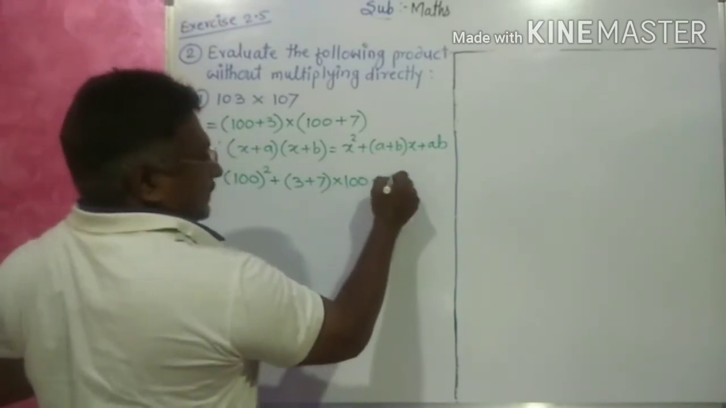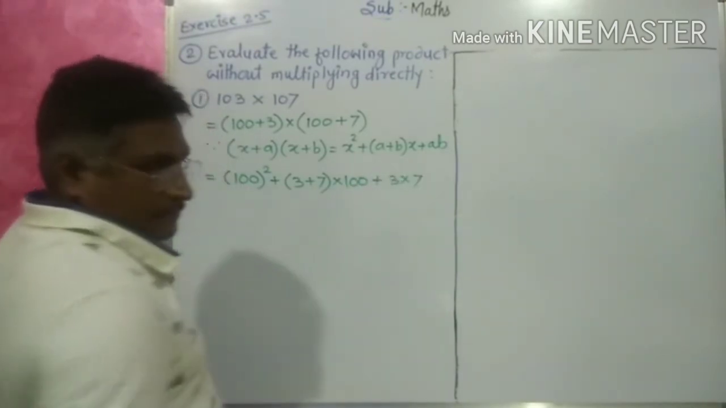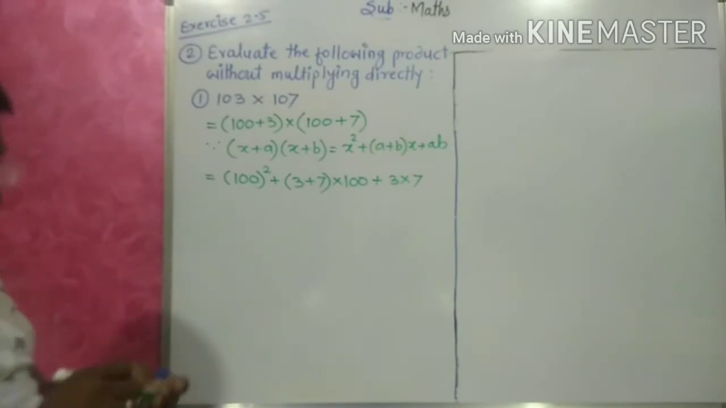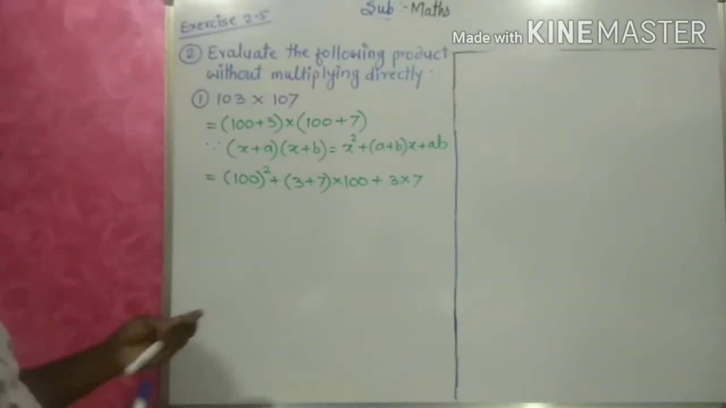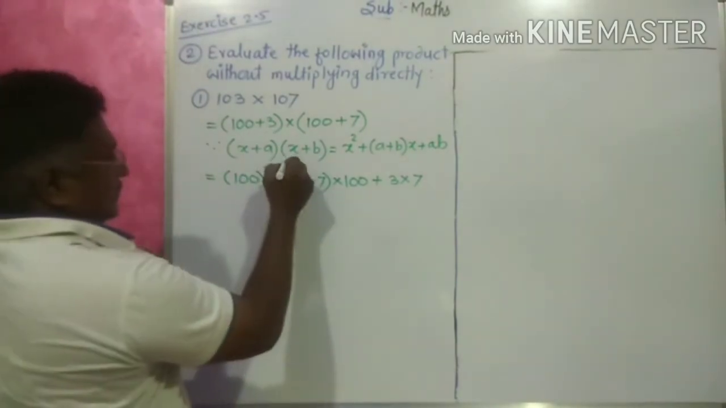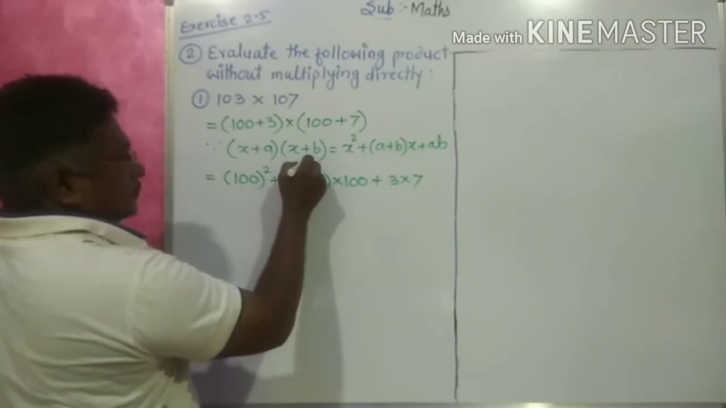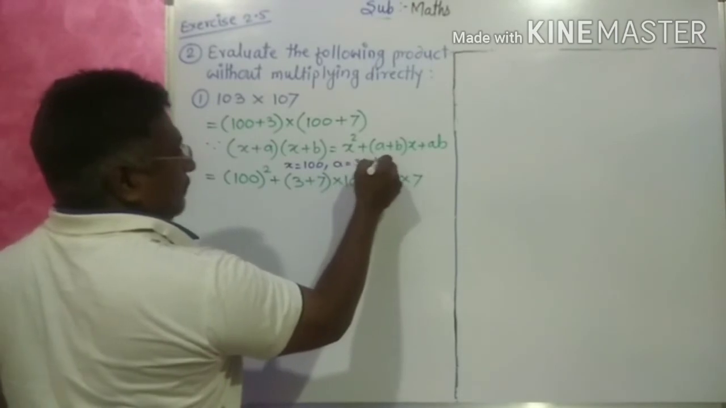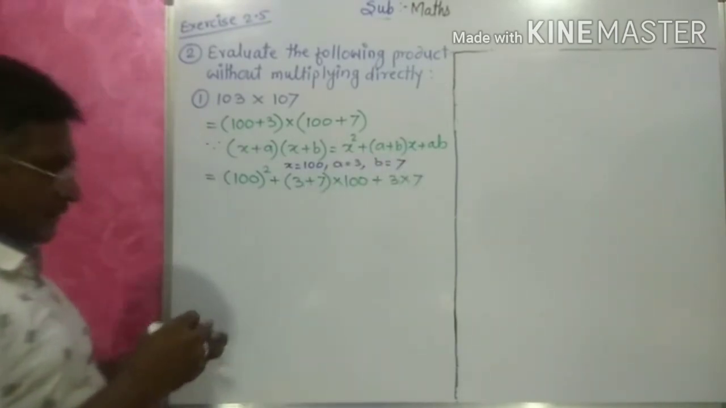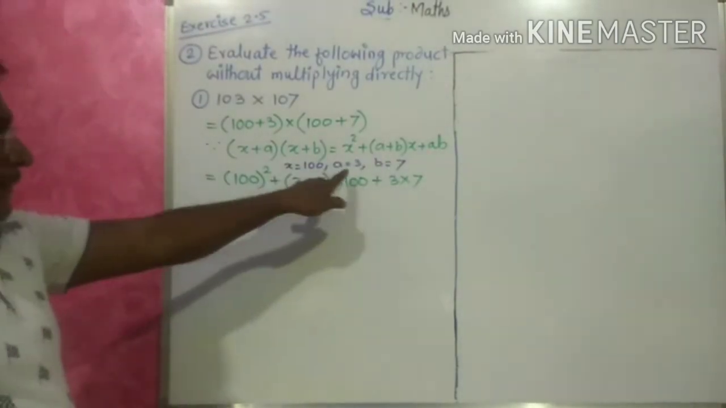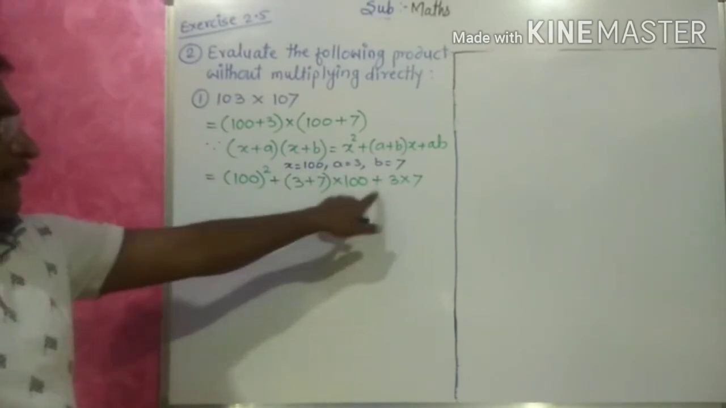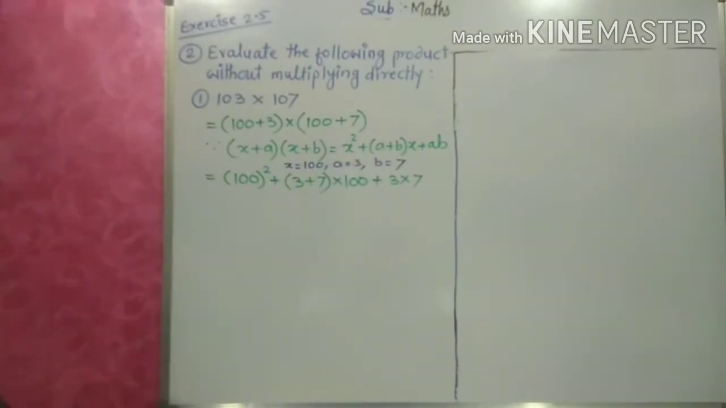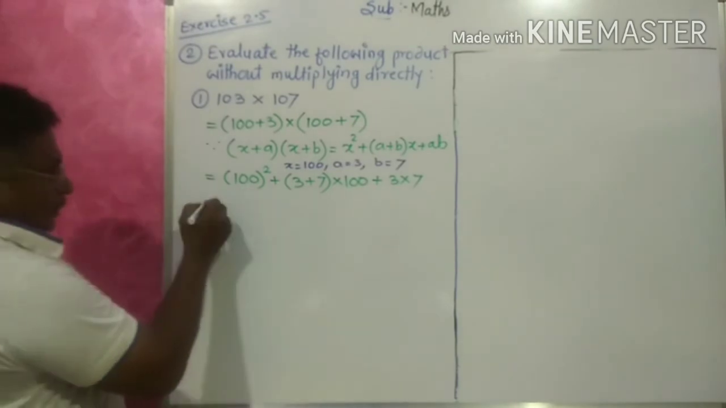Plus AB, 3 into 7. Or here you can mention in that way. Here you can mention x equals to 100, a equals to 3, b equals to 7. In this way you can mention and substitute the value in this identity. Okay, student? So now what we'll get?